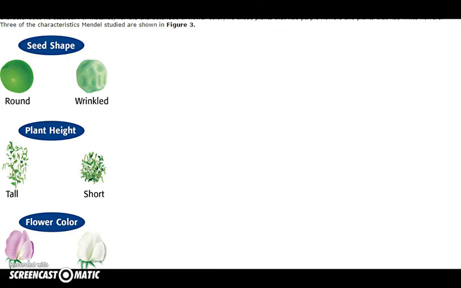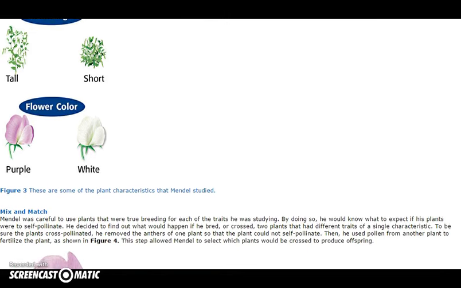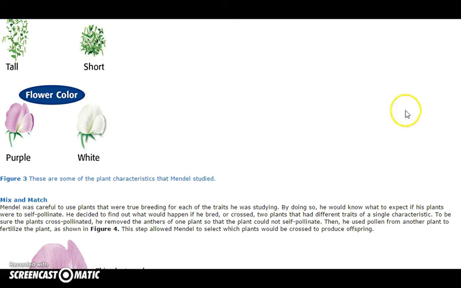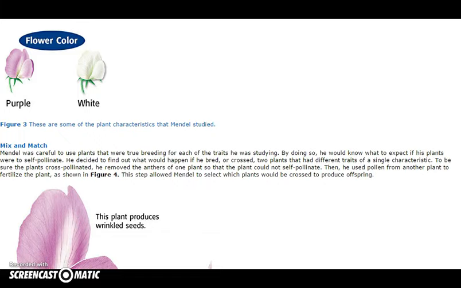As we saw, Mendel noticed that the pea plants had different characteristics, or traits. The seeds sometimes were round, sometimes were wrinkled. The height of the plant sometimes was tall, sometimes was short. And the colors of the flowers also sometimes were purple and sometimes were white. So what Mendel did was he carefully matched the true breeding plants for each of the traits he was studying. By doing so, he would know what to expect if his plants were to self-pollinate.